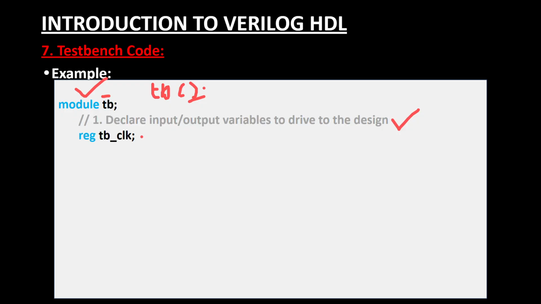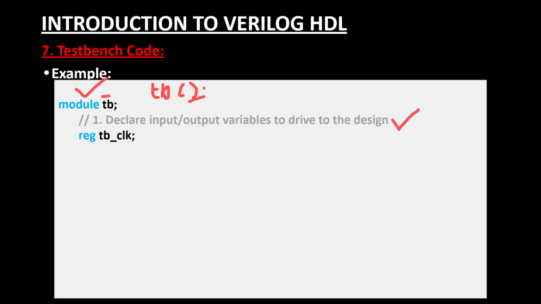In the TB we have taken clock, right. This is the TB for the D flip flop. Now previously we have written the design code. Now we are going to write the TB code for the D flip flop, where we are going to generate some test cases.